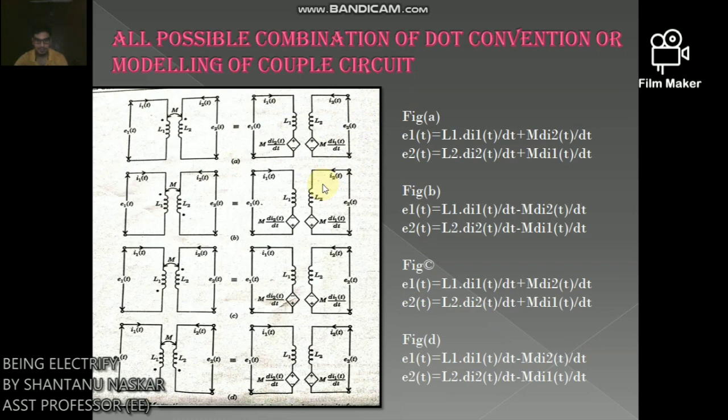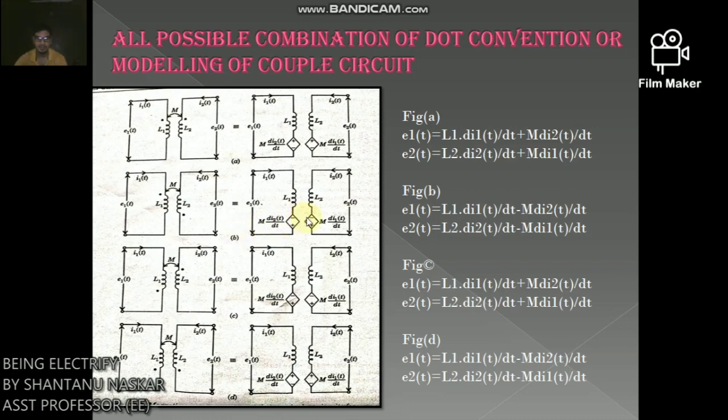Now figure B, E1(t) equals L1 di1(t) by dt minus M di2(t) by dt, or E2(t) equals L2 di2(t) by dt minus M di1(t) by dt.